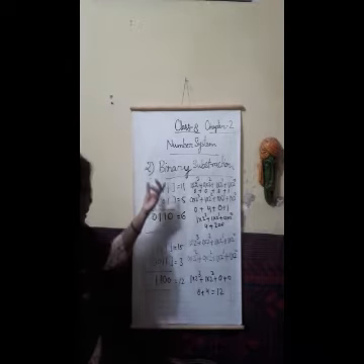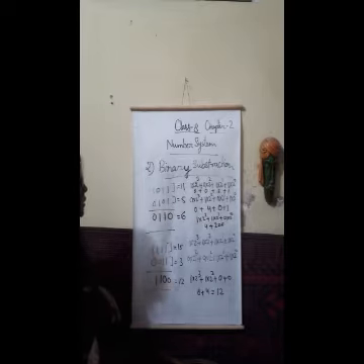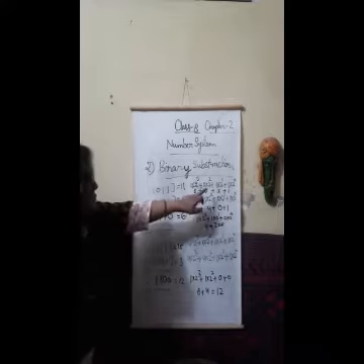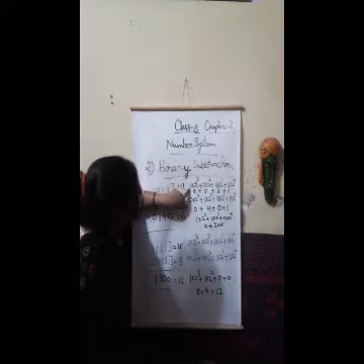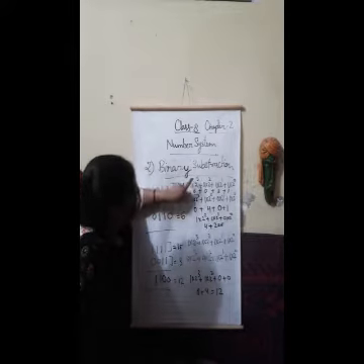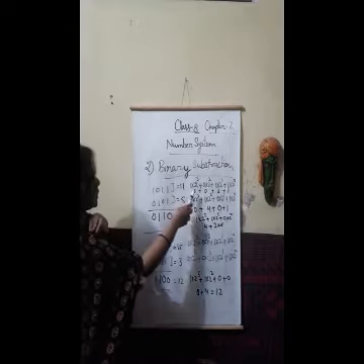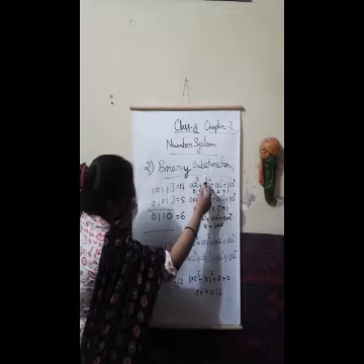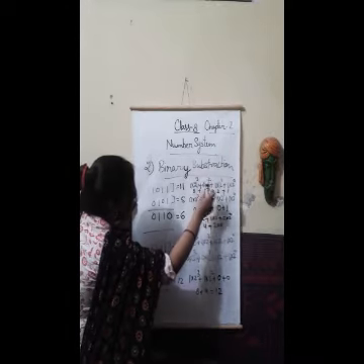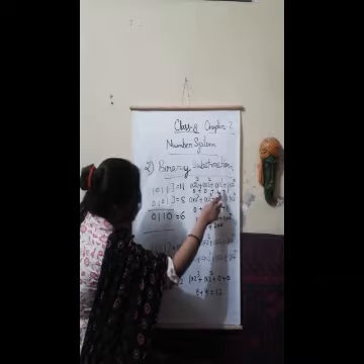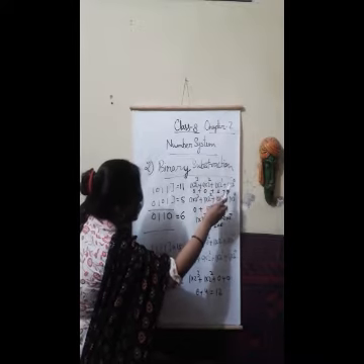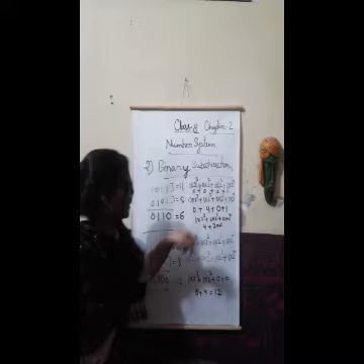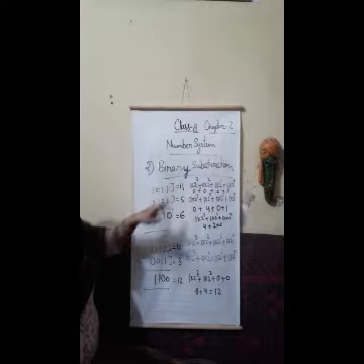When I convert this binary number into a decimal number, we will get the answer 11, 5 and 6. We will see 1 into 2 raised to the power 3 will be 8. Then 0 into 2 raised to the power 2, meaning 4 into 0, will be 0. 1 into 2 raised to the power 1 will be 2. And 1 into 2 raised to the power 0 will be 1. So 8 plus 2 plus 1 will be 11.